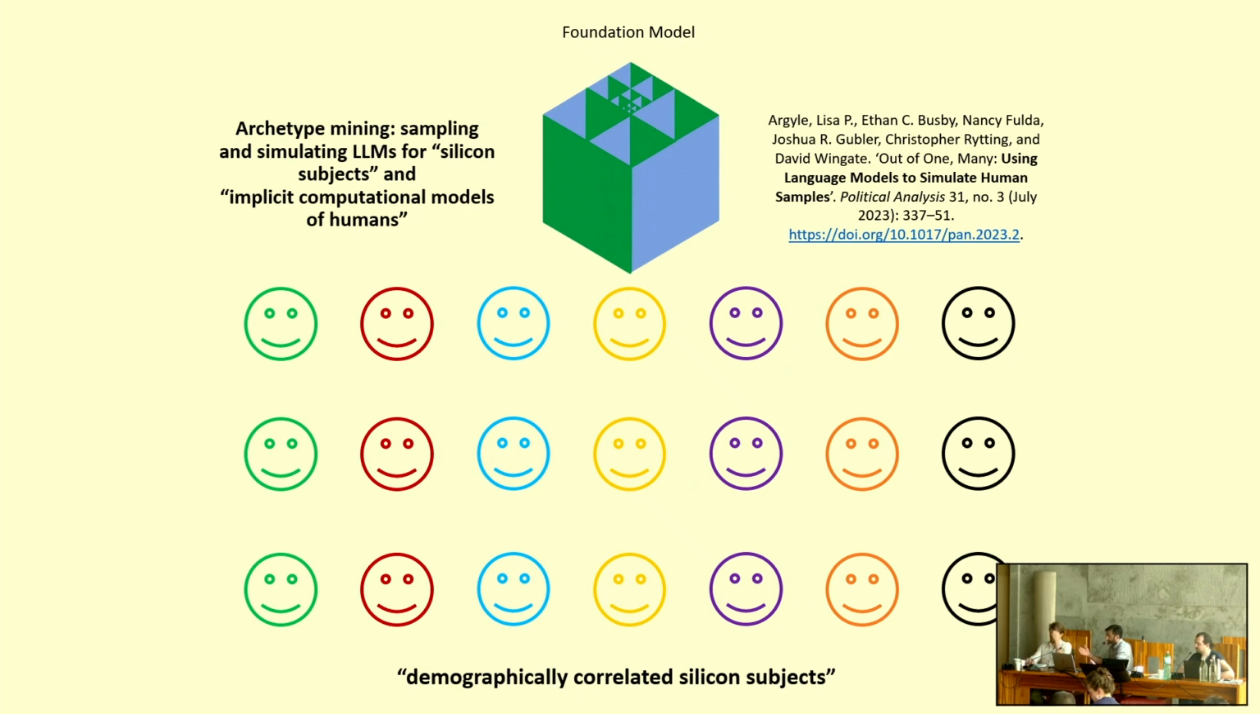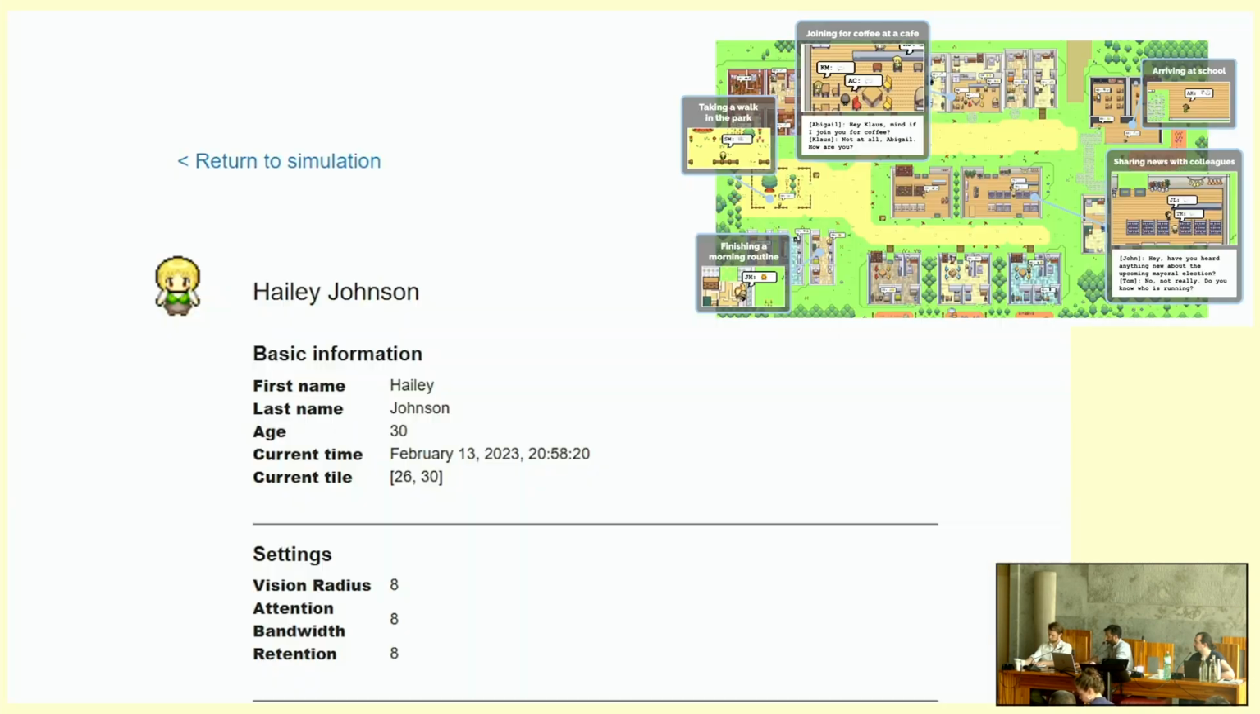So rather than running a survey offline, you can just sample silicon subjects from an LLM, produce demographically correlated silicon subjects, and with each, against each demographic, run your survey and collect your data this way. So this is like orders of magnitude less expensive.